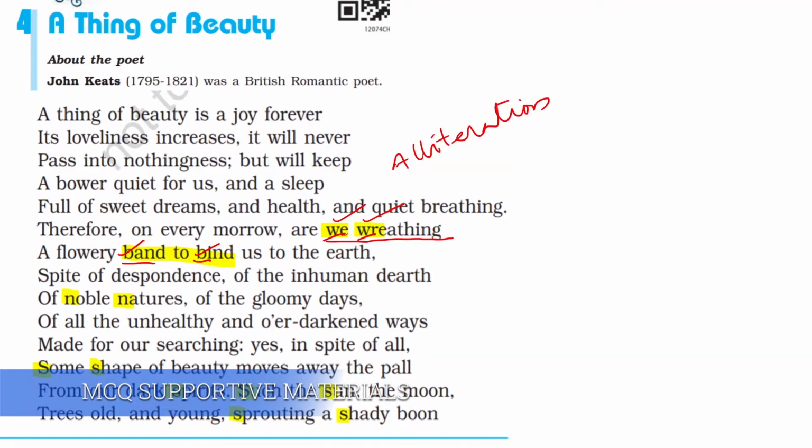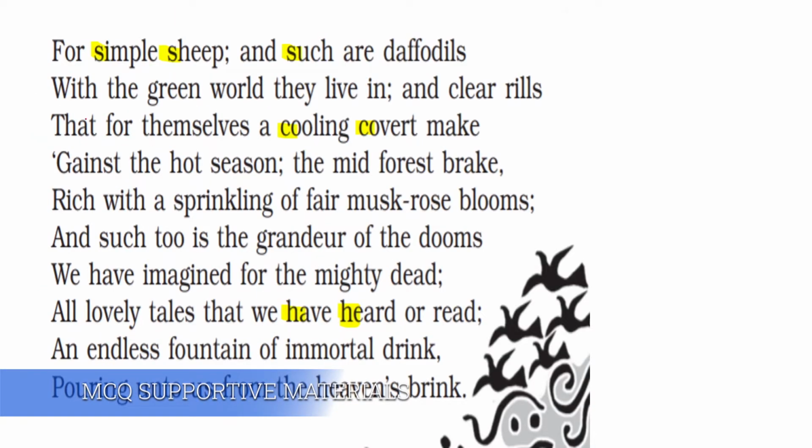is the poetic device. Noble nature, some shape, spirits such the sun, sprouting shady boon, simple shape such, cooling, covered, have, heard. All these are examples for alliteration, a repetition of the consonant sound in the same line.